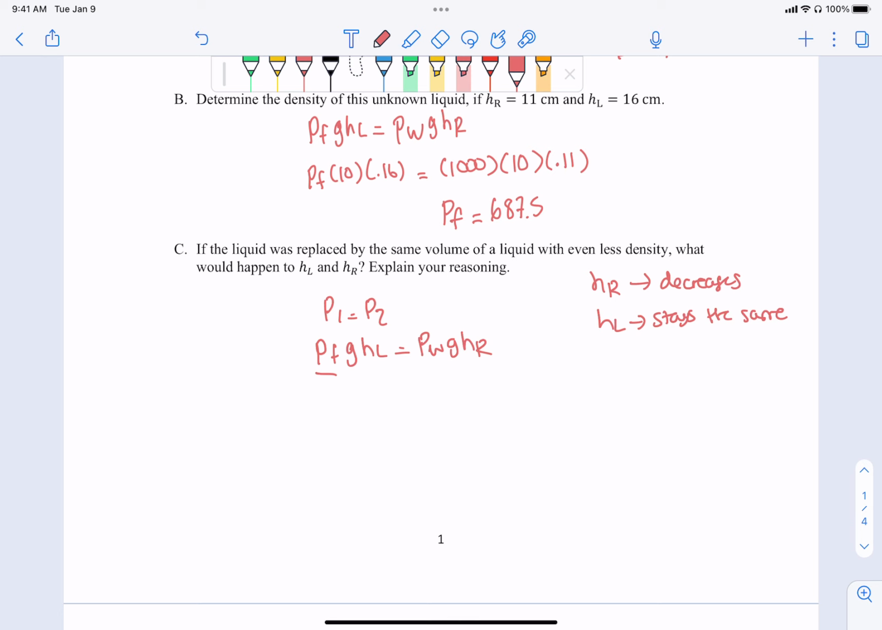Yeah, I'm getting a little confused myself, so let me look at this real quick again. So, yeah, I'm thinking though, first of all, that you're adding the same volume of fluid, right? Same volume of that liquid on the left, then the height would basically remain the same.